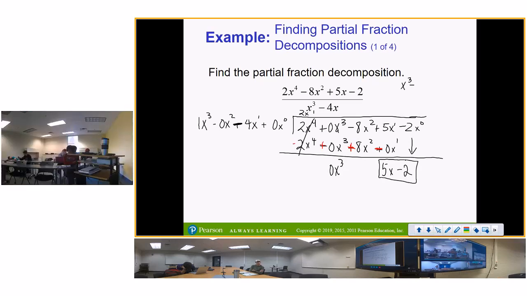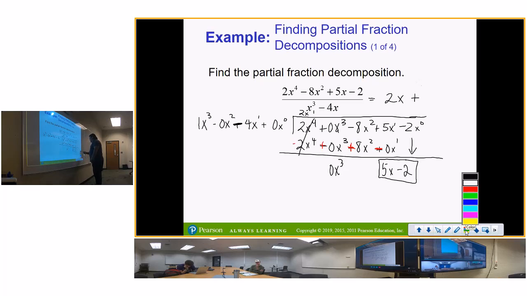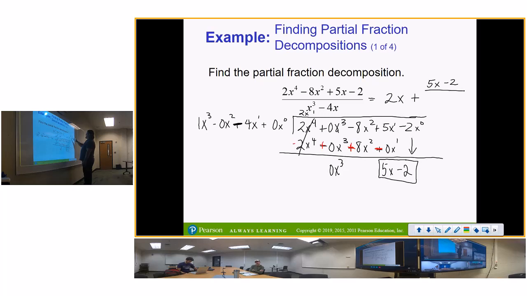So my answer is 2x plus, let me get rid of that right there before you go. There we go. 2x plus what? 5x minus 2 over what? X cubed minus 4x. Is that right? Yes, x cubed minus 4x. I think that's what they should get.